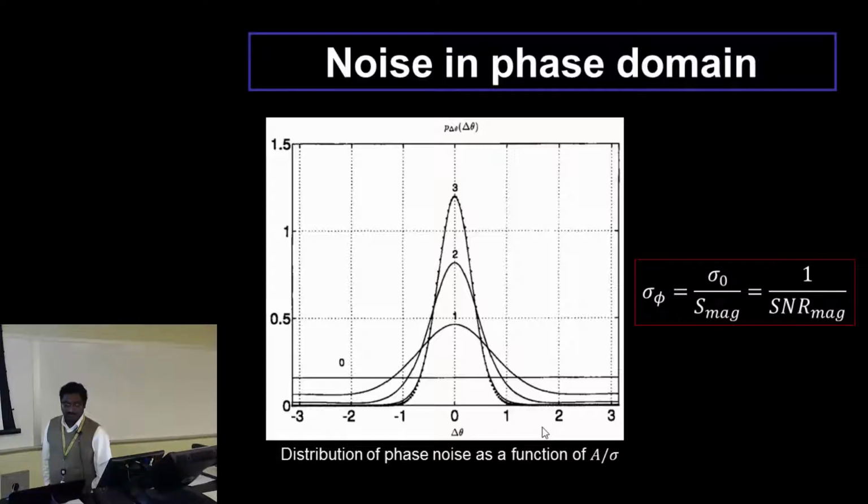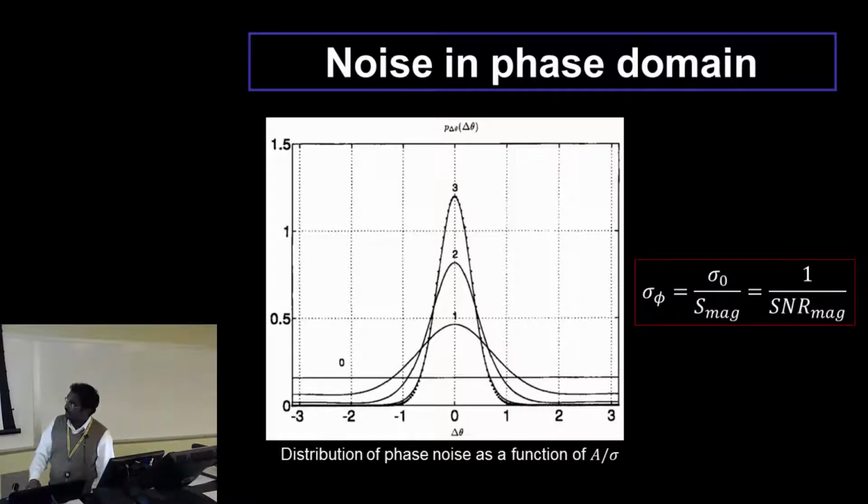the phase domain, you will end up with this kind of probability density function plot, where this 1, 2, 3 is your A by sigma ratio, and this is your phase. This is your probability density distribution along minus pi to pi. Because you're always mapping that to minus pi to pi, right? So that's why it is plotted as such.